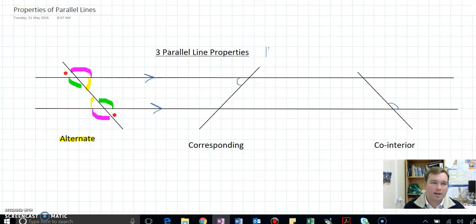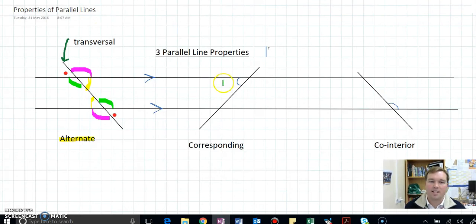Note that the line passing through them all, this line here, is what's called a transversal. Good word to know, because sometimes they'll describe a pair of parallel lines and a transversal line. It is confusing unless you've seen the word transversal before.